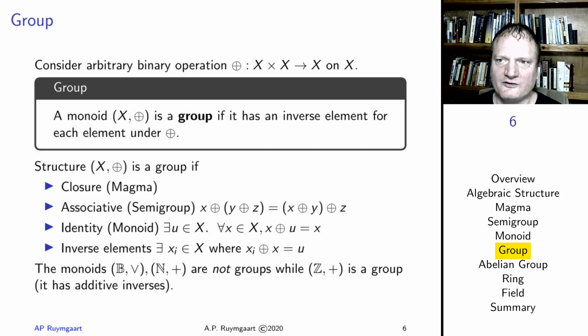These are not groups. We do have an example here that is a group, and that is the set of whole numbers under addition. And that's because the whole numbers do include negative numbers, we have additive inverses. So the set of whole numbers with the addition operation is in fact a group.